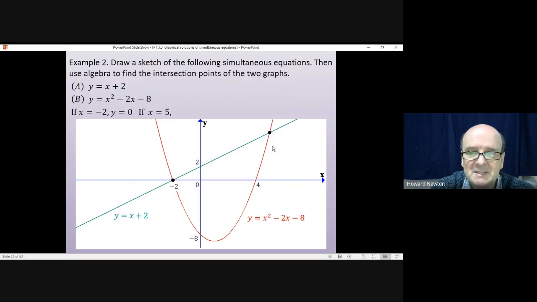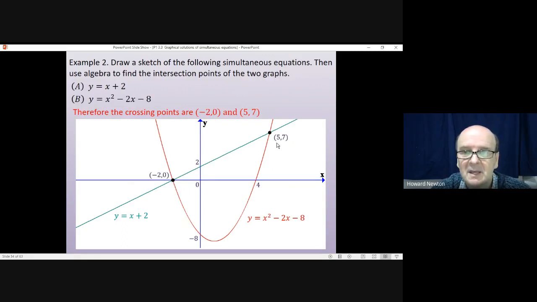The other point is when x is equal to 5. If x is 5, we'll have 5 plus 2, which is 7. And that gives us the coordinates of both of those points. So the crossing points are minus 2, 0 here on the left-hand side and 5, 7 here on the right-hand side. And that's the question done.